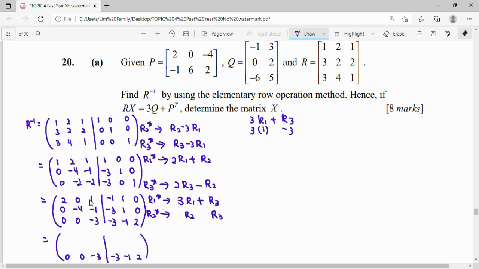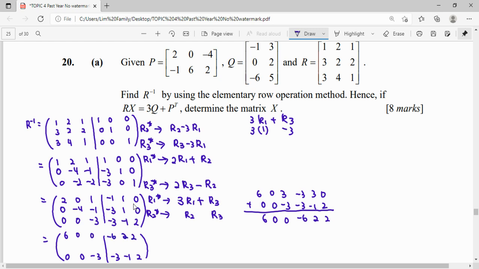So I'm going to multiply row 1 by 3. It will become 6, 0, 3, -3, 3, 0. Then plus row 3. So this is my new row 1, which is the answer: 6, 0, 0, -6, 0, 2.